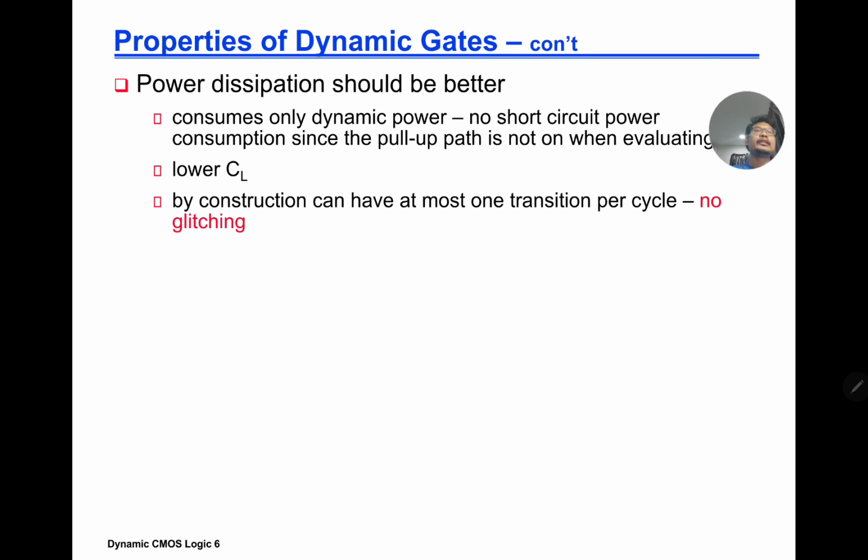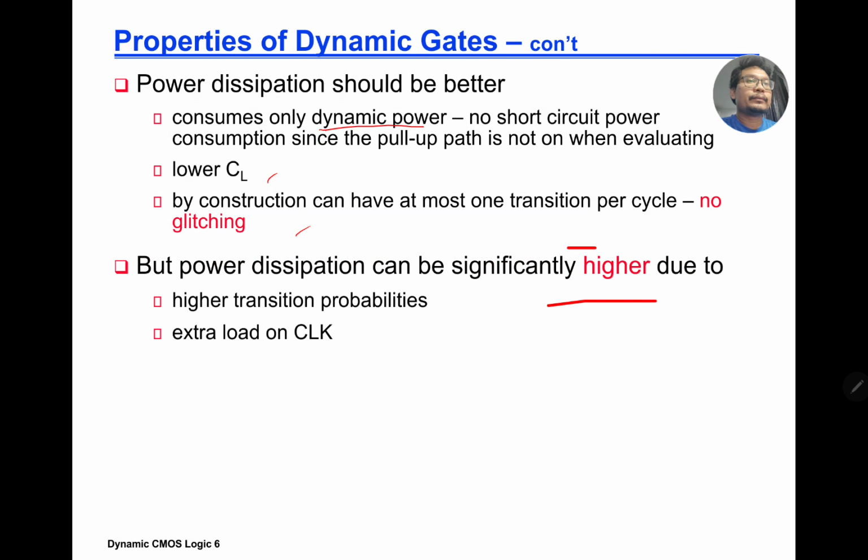So what else do we have here? Power dissipation should be better than static CMOS. It consumes only dynamic power, no short circuit power consumption, since the pull up path is not on while evaluating. Lower CL, by construction it can have at most one transition per cycle, no glitch. But power dissipation can be significantly higher due to higher transition probabilities and extra load on the clock.